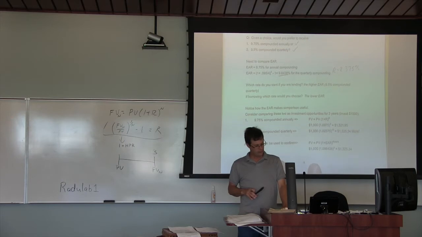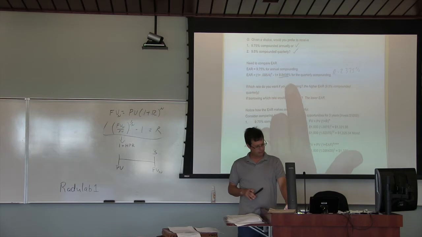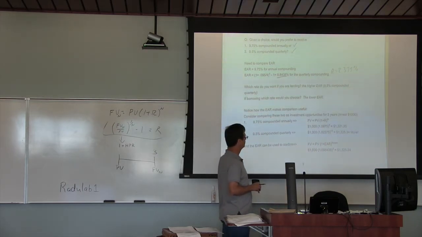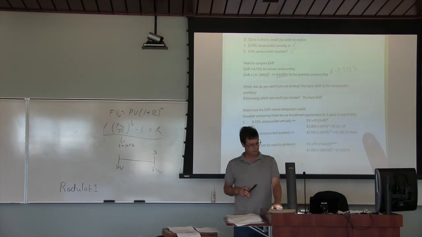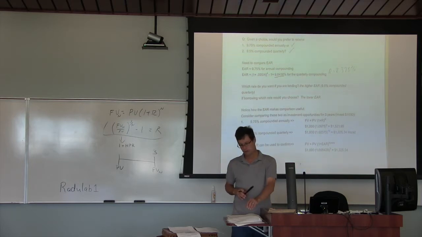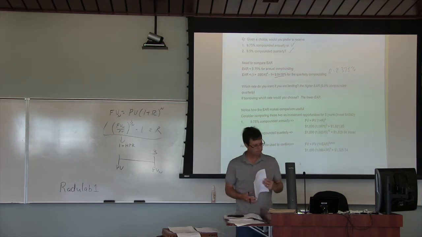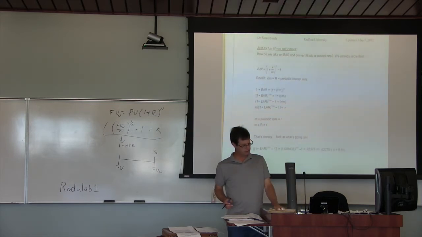So down here, if you're investing, you want the one with the higher EAR, so the quarterly compounded one, and if you are borrowing, of course, you want to go with the one with the lower effective annual rate. And then it gives you a couple of examples that show that the ending dollar amount is higher for the one with the quarterly compounding in this case. That's the key, the kicker on this one.